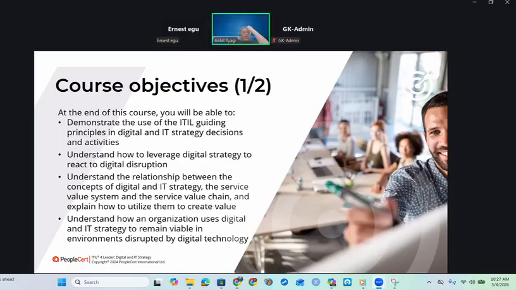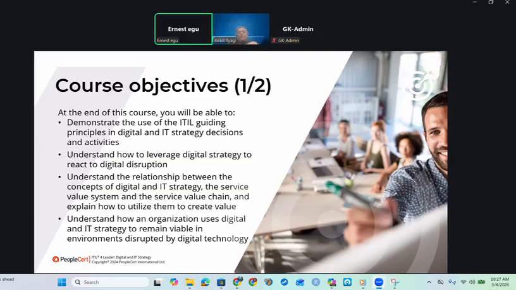Then understand the relationship between the concepts of digital and IT strategy, the service value system, and the service value chain, and explain how to utilize them to create value. Well, of course, the overall service value system, which had 5 components, if you remember: guiding principles, governance, service value chain, value streams, right? Practices, continual improvement, all those factors. How do they relate to digital and IT strategies? That's what we're going to discuss.